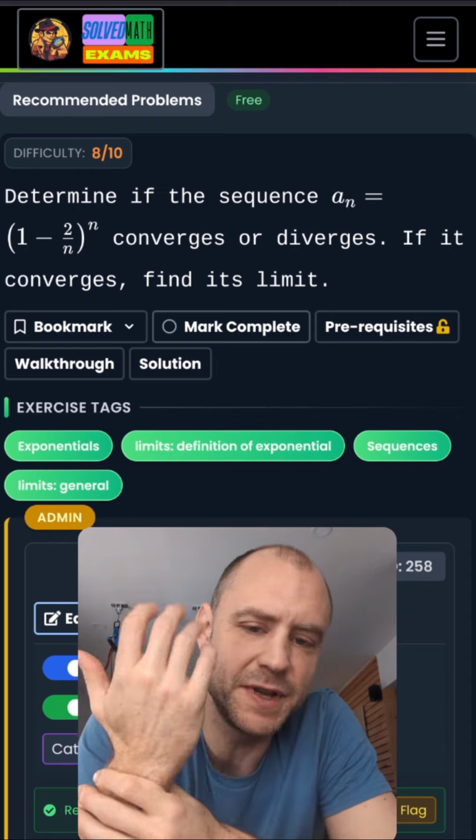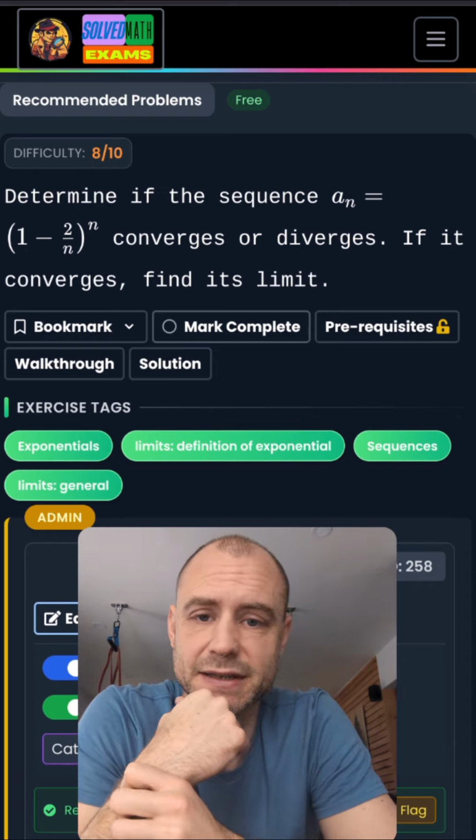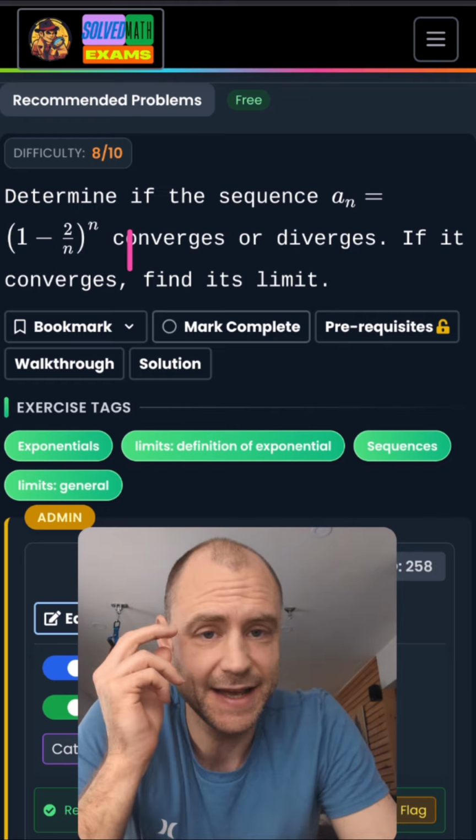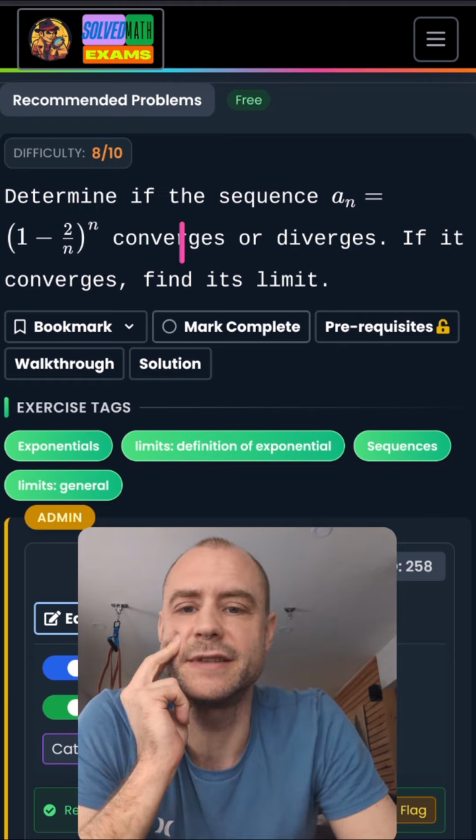So we know a sequence is just kind of a list of numbers, basically. And we have the sequence a_n equal to (1 - 2/n)^n. And we're asked to find if it converges or diverges. And if it converges, find its limit.